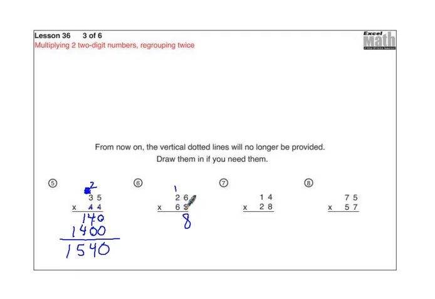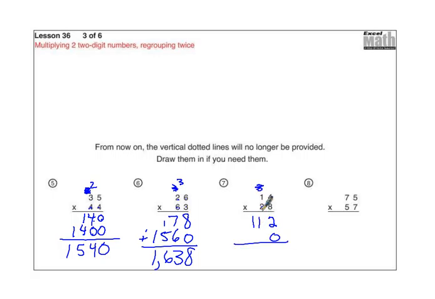Next one, 6 times 3 is 18. Carry the 1. 2 times 3 is 6 plus 1 is 7. Put the 0 and scribble. 6 times 6 is 36. Carry the 3. 2 times 6 is 12 plus 3 is 15. Add them together. 8, 13, 6, 1. 1,638. 4 times 8 is 32. Carry the 3. 1 times 8 plus 3 is 11. Scribble 0. 4 times 2 is 8. 1 times 2 is 2. 2, 9, and 3. 392.